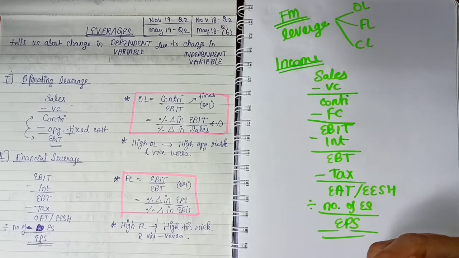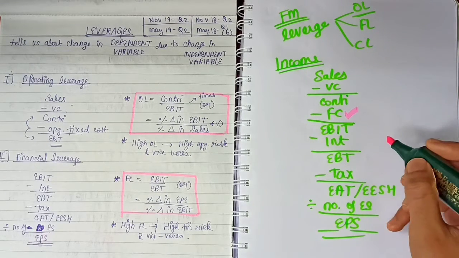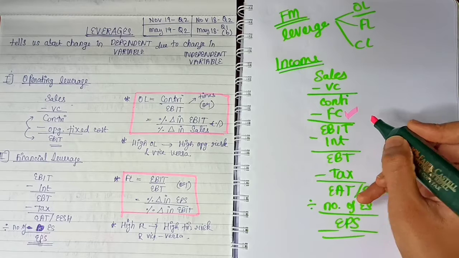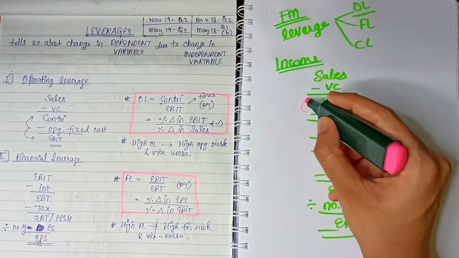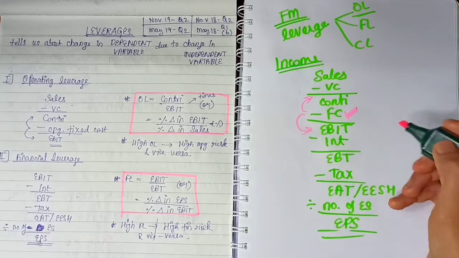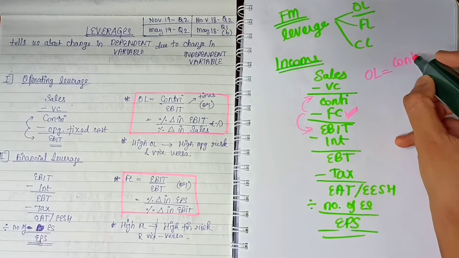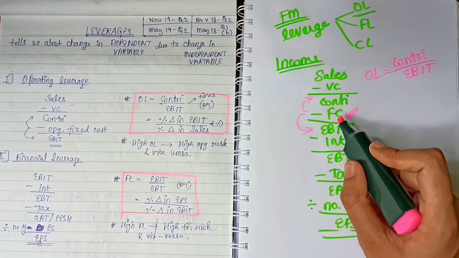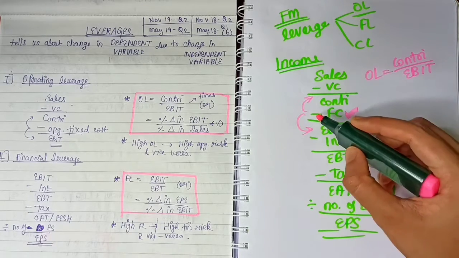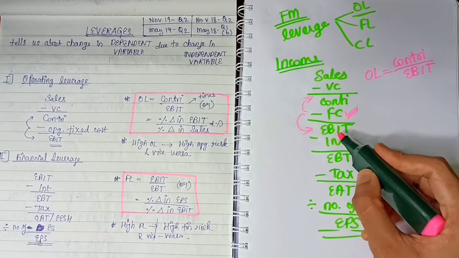So first we'll start with operating leverage. Your operating leverage is related to your fixed cost, and so what will be your operating leverage formula? Whatever is above fixed cost divided by whatever is below fixed cost. So your operating leverage formula is contribution by EBIT.